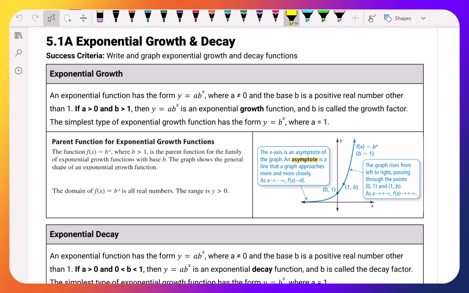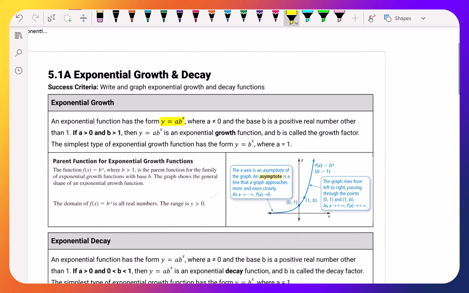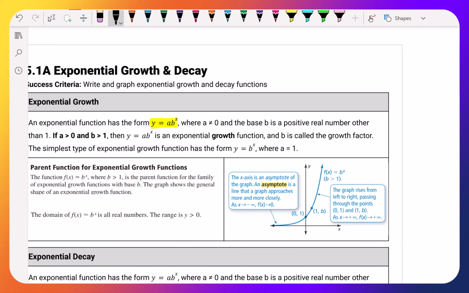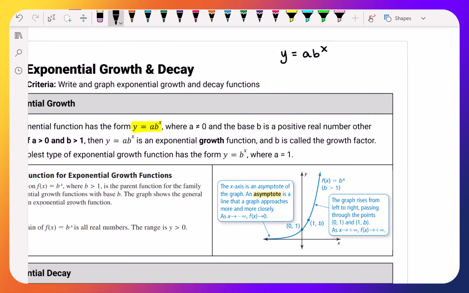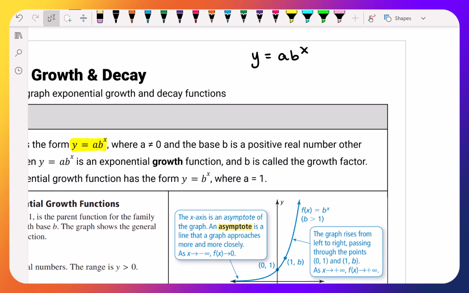I wish I made it much bigger, but if you could highlight this: y equals a times b to the power of x. And what we're going to do up here is label these parts. Now, y, of course, is your output. And x is your input, and typically your input is time. It doesn't have to be time, but it's very typical, and sometimes I'll even use t for time in an exponential function.